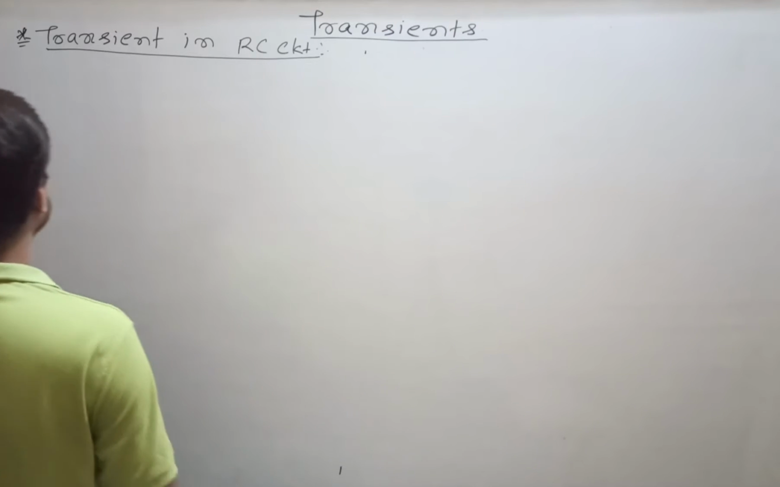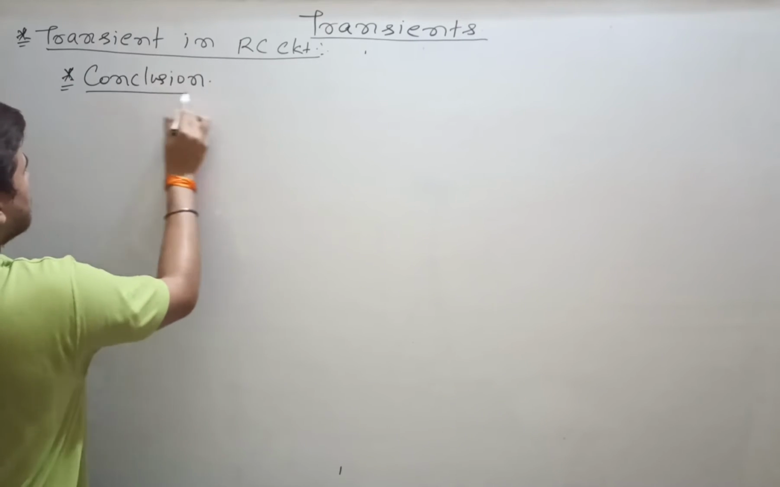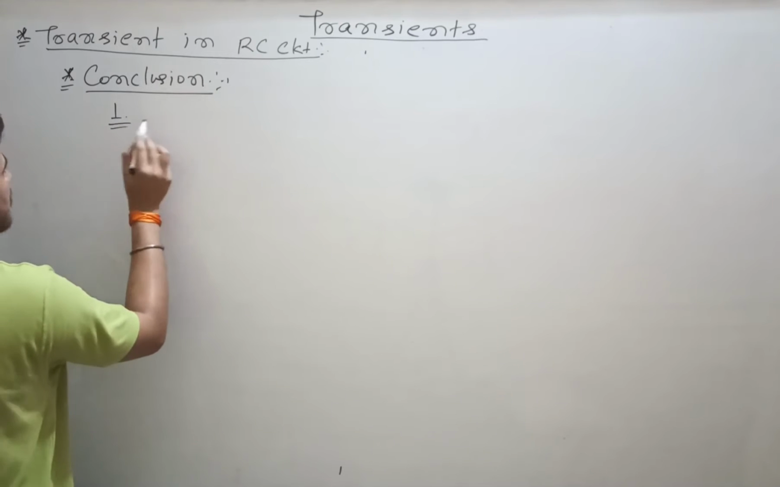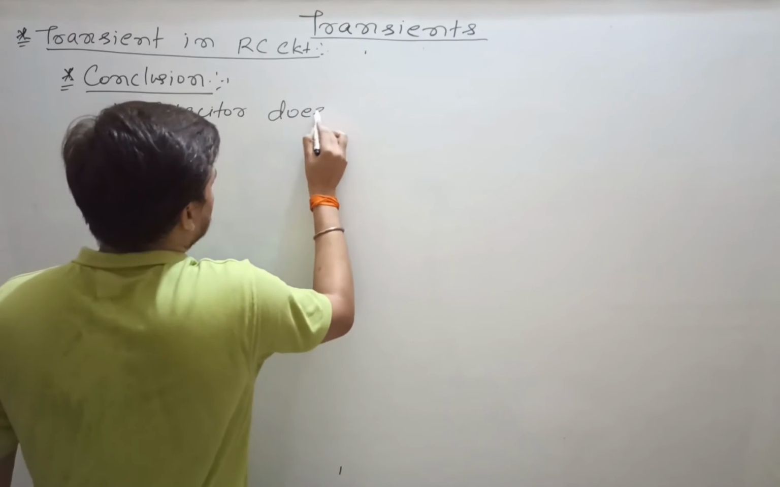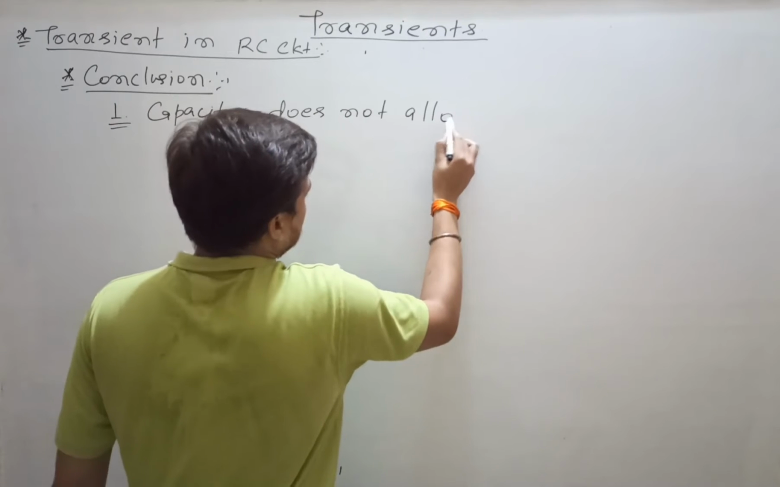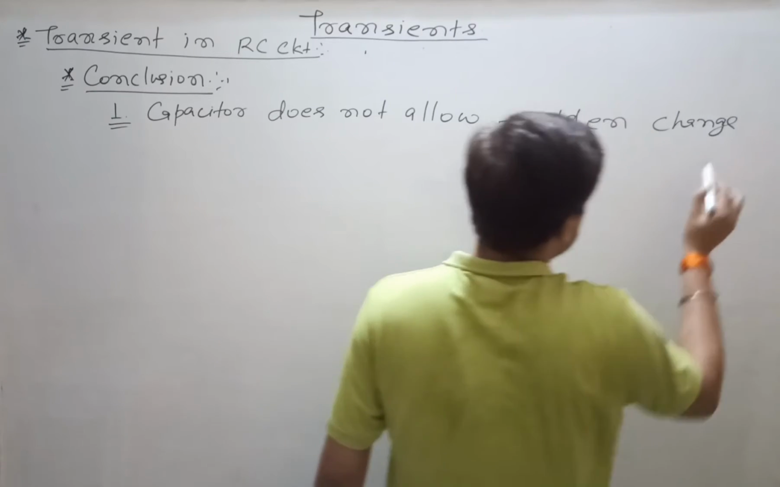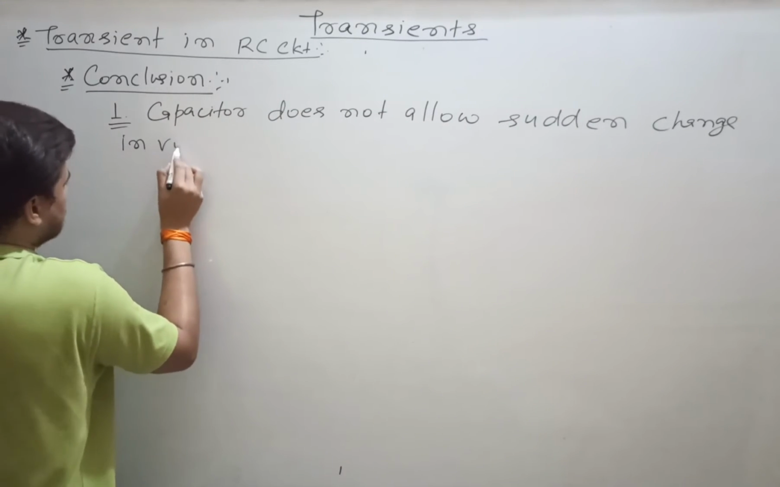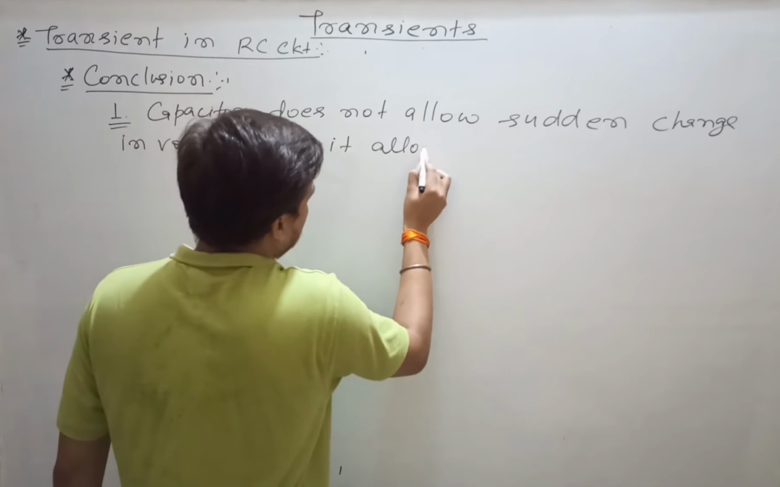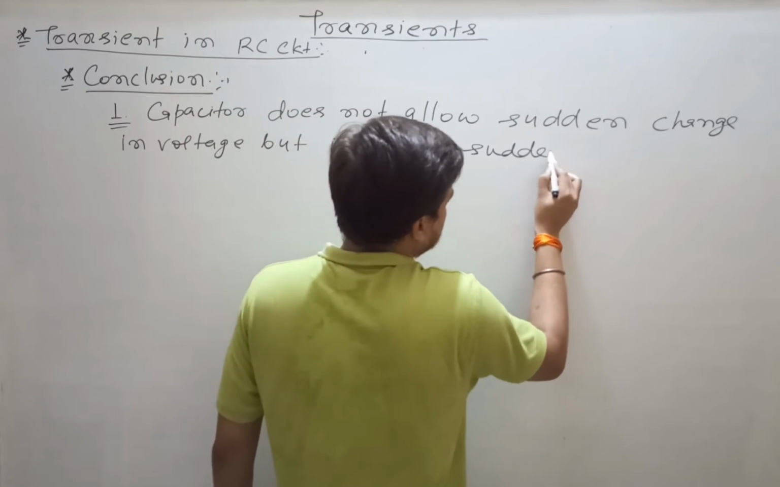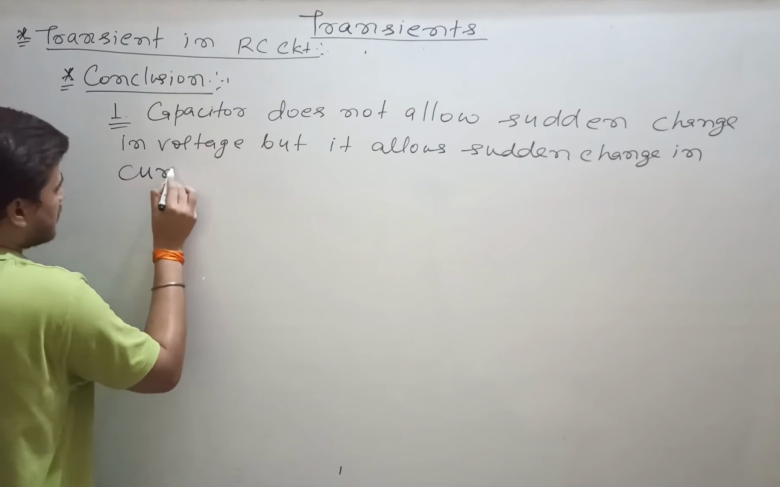Let's write the conclusion. Conclusion is first point: a capacitor does not allow sudden change in voltage, but it allows sudden change in current.